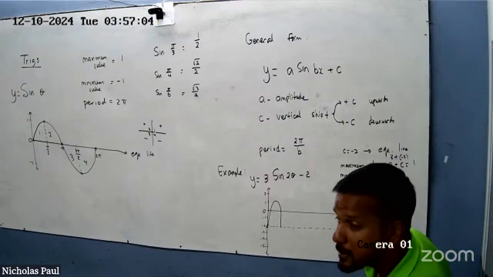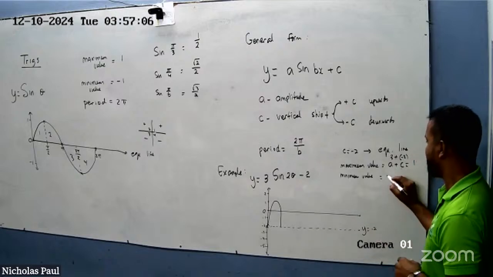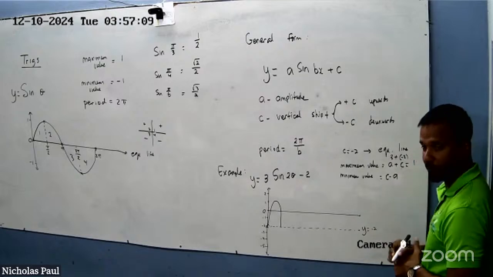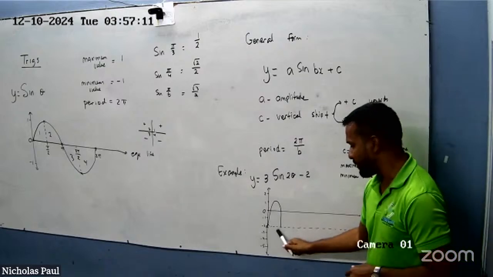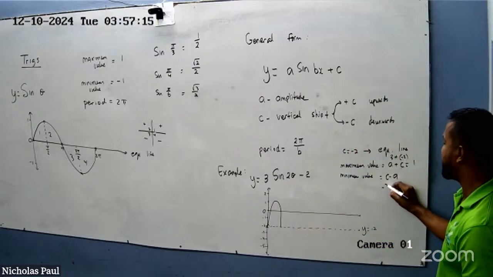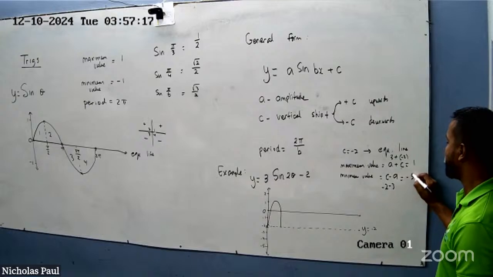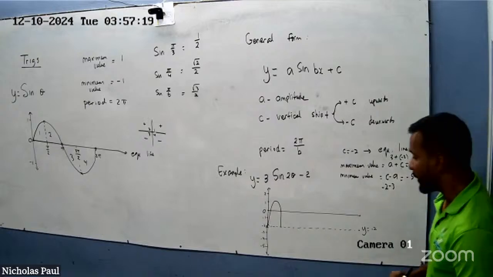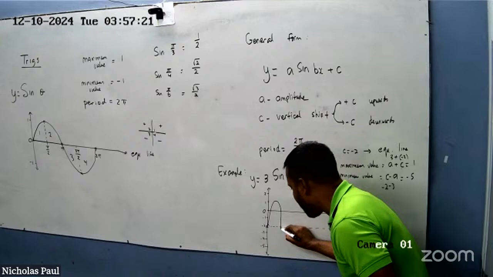Minus A. Minus A. So it will be C minus A. So it's C and you minus A here. Right? So C is minus 2, minus 3. So I got minus 5. Okay? So that means the graph goes down to minus 5 and then comes back up.